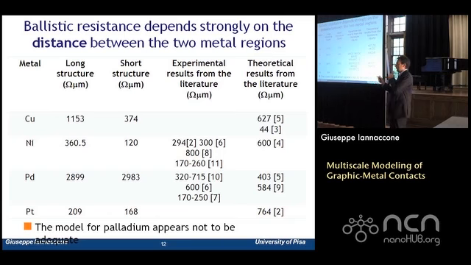The graphene region between the two metal regions is about 1 to 2 nanometers. It's very, very small. And the last two columns correspond to results from the literature in experiments and in simulations. You see, the results are pretty much scattered, but of course we can say that with simulations we are in the ballpark of the experimental results. By adjusting the distance between the two metal regions, we are easily in the ballpark of the results obtained in experiments, except for palladium, basically.